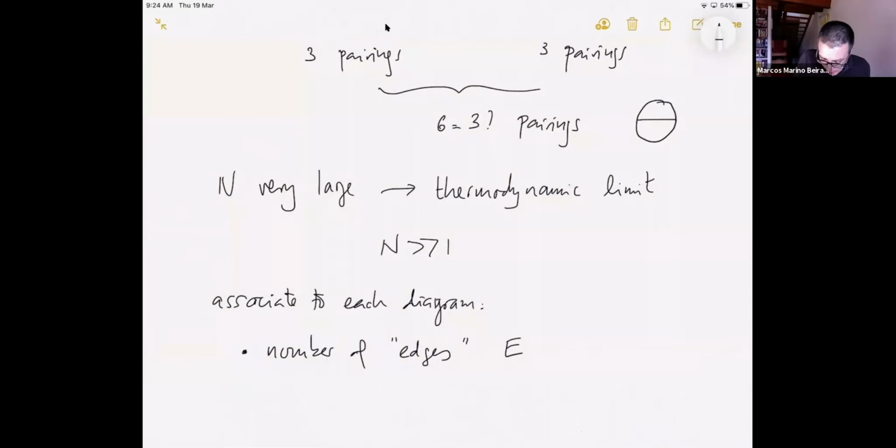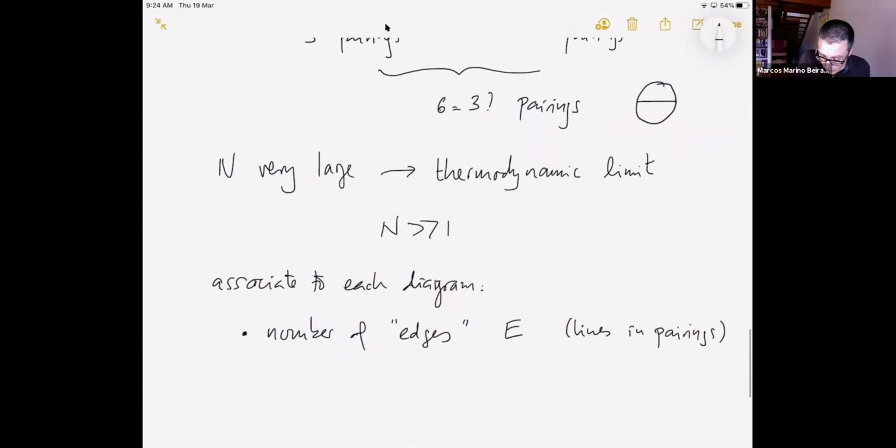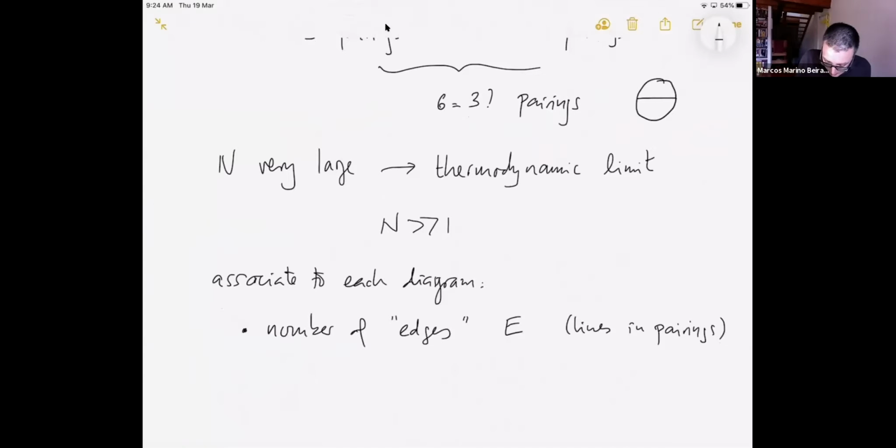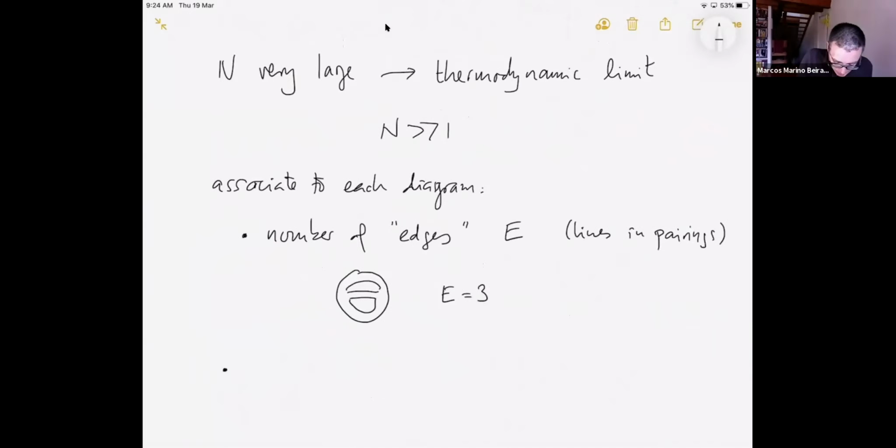So the edges are the lines in the pairings. For example, this diagram here has E equals 3. And actually, all the diagrams that we wrote before have E equals 3. Now, if we have a general interaction, trace of M^p, then this will give a vertex with p lines.